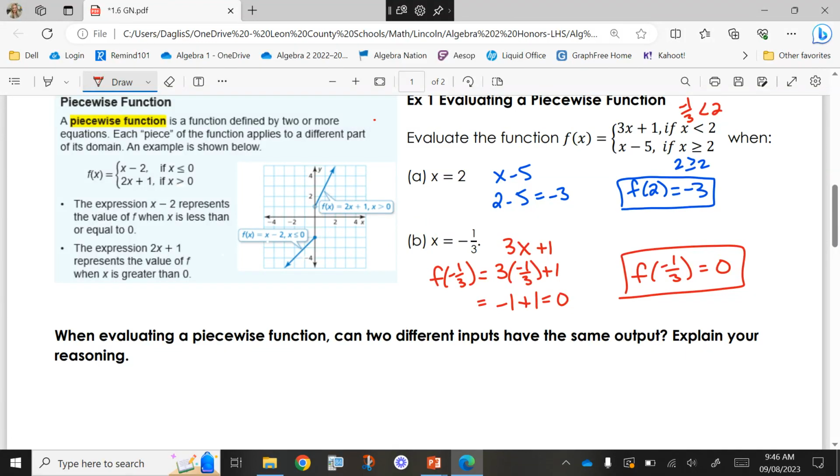When evaluating a piecewise function, can 2 different inputs have the same output? So can 2 different x's have the same y value? Is that allowed? Yes, this is allowed. What is not allowed to repeat itself? X's are not allowed to repeat themselves. If I plug in 2, I can only get one thing out of it. I cannot repeat my x values, but I'm allowed to repeat y values, like quadratics and absolute values.